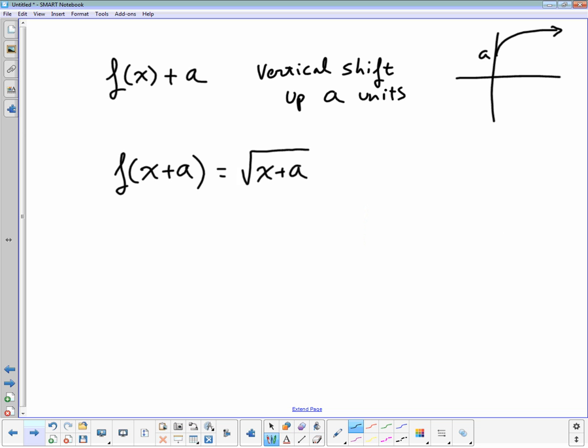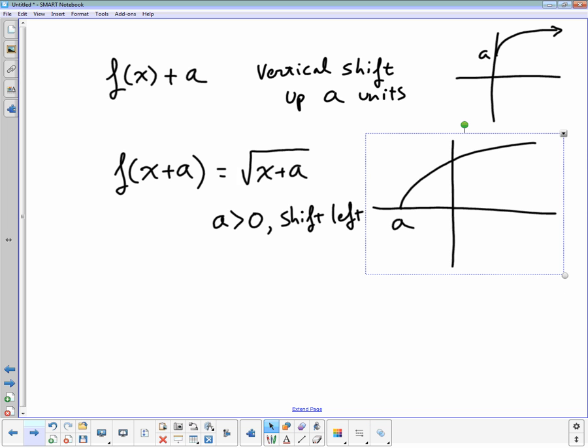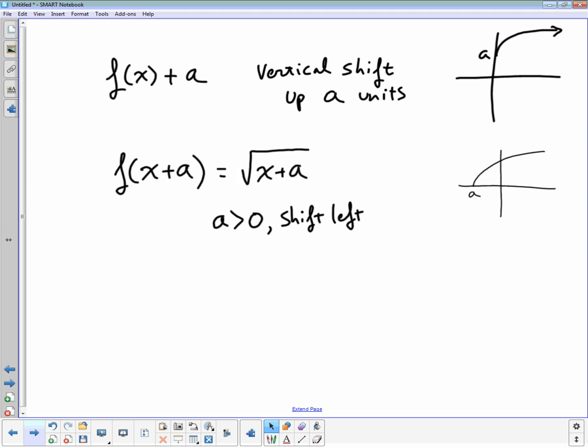So the net effect of this, who can tell me what happens? Does it shift to the left or to the right, if a is positive? If a is positive, it shifts to the left. If it's inside the pair of parentheses, as you remember, it does the opposite effect.